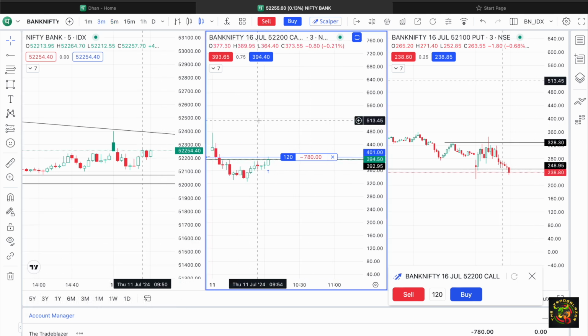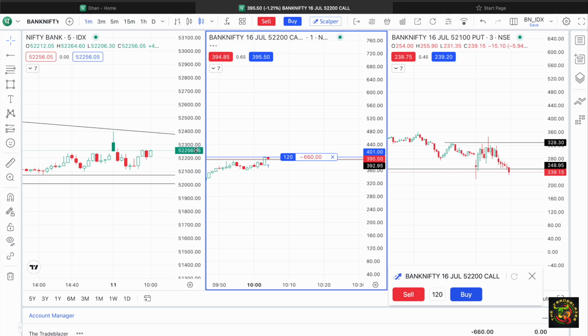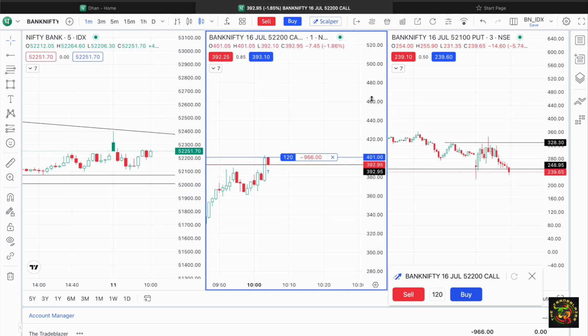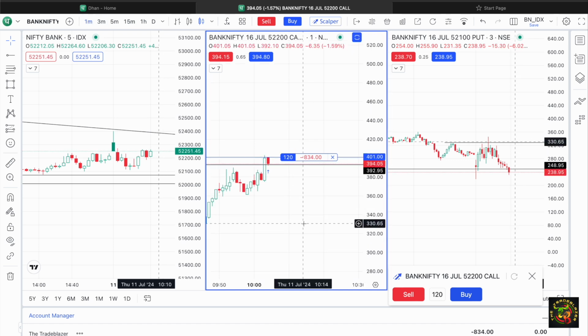SL should be a little more than the usual SL, right? So that's the reason I took 120 quantity. Let's see how this trade goes on from here.